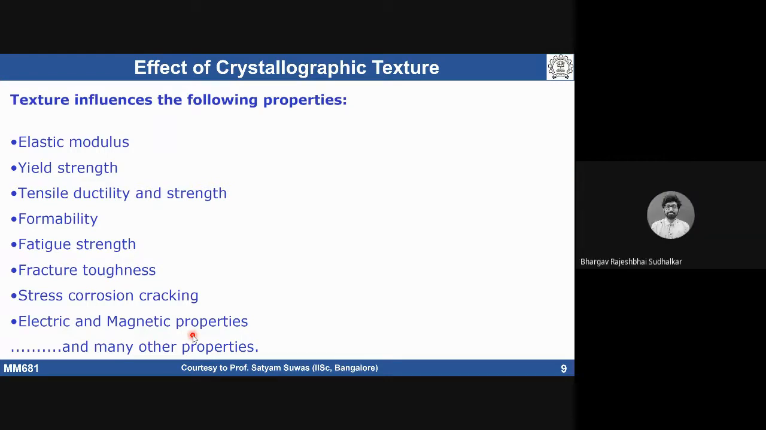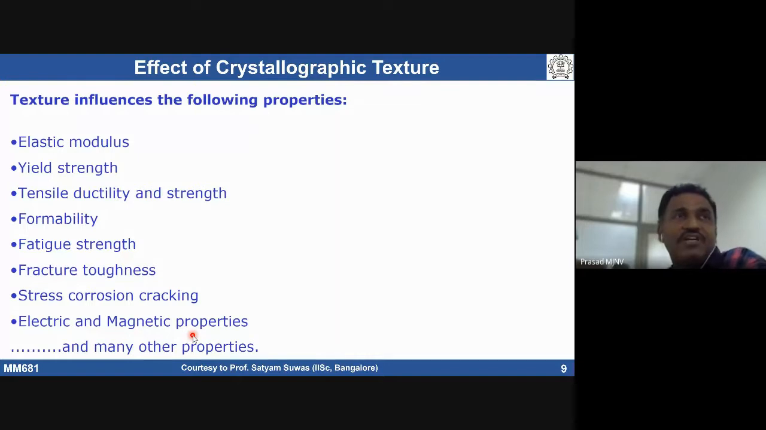Silicon iron, transformer cores. Transformer cores are made of grain-oriented or non-grain-oriented iron silicon steels. The magnetic property is going to depend on the texture. It has a specific texture, called the Goss texture. We need a Goss texture so that we can have minimum loss.